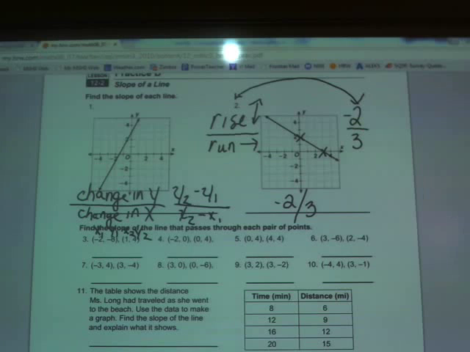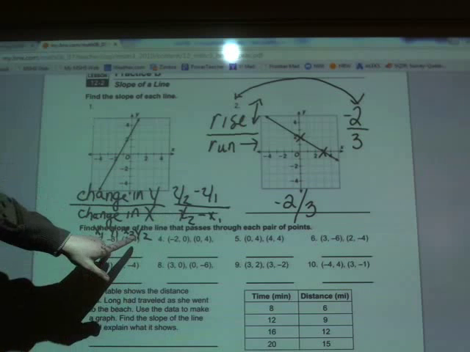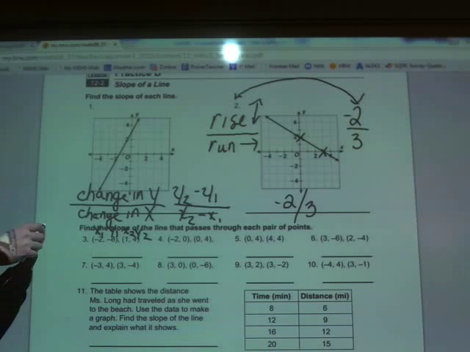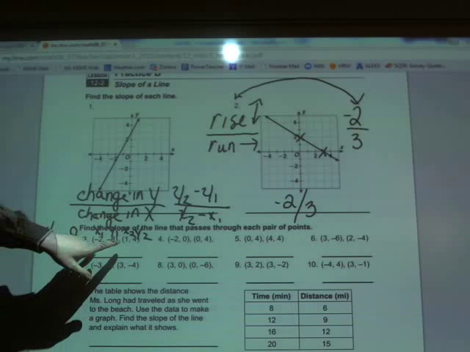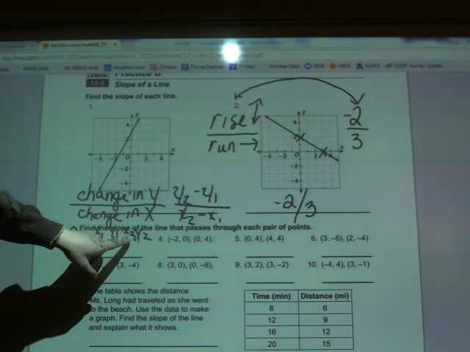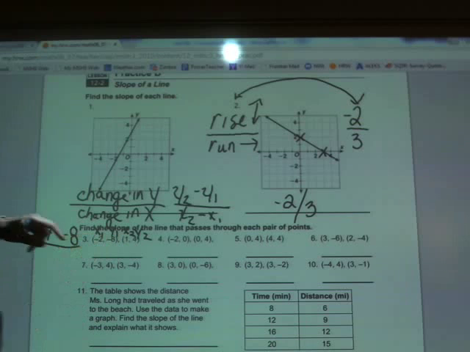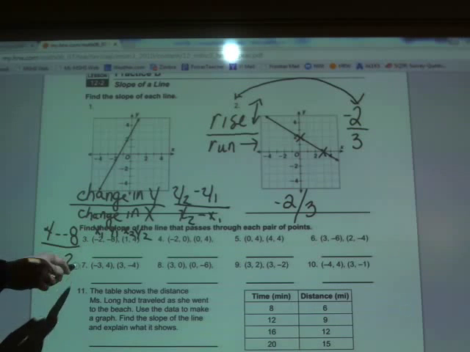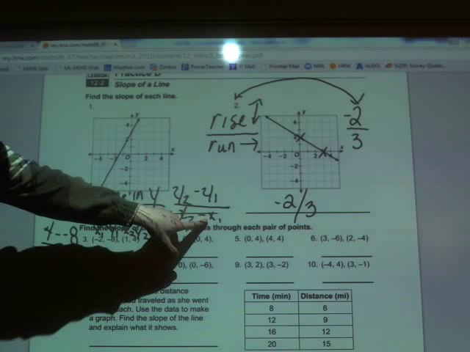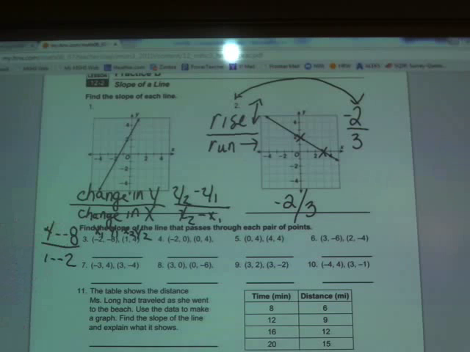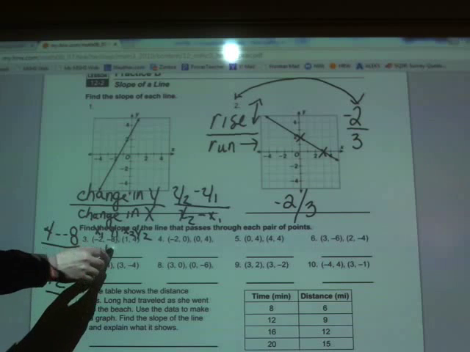The formula says I'm going to take the y2 value and subtract the y1 value, so 4 minus -8, and divide by the difference of the x values, 1 and -2. Again, remember the formula says the second set of numbers first, first set of numbers last. So 4 minus -8 changes into a 12. 1 minus -2 changes into a 3. Remember, minus a negative is the same as plus. 12 over 3 reduces to 4 over 1.